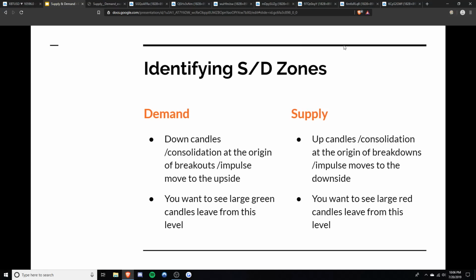And it's the opposite for a supply zone. You want to look to the left and above price, and you want to look at the up candles or the consolidation at the origin of a breakdown or impulse move to the downside, and you want to see large red candles leave from this level.